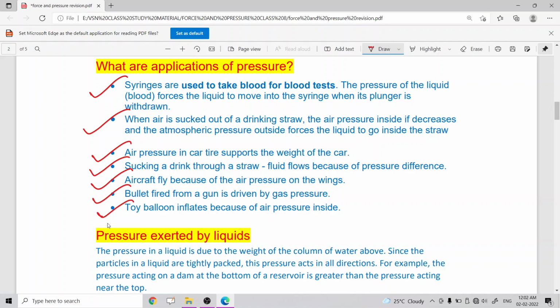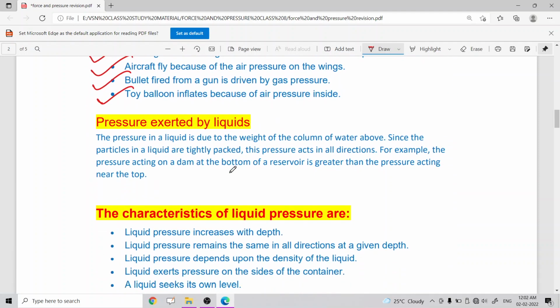Okay, so now we move to the next one, that is pressure exerted by liquids. If you take a liquid column, you find that at the bottom point of the liquid column the pressure is very high, because pressure depends on three factors for a liquid column. In general, the equation is P = h rho g.